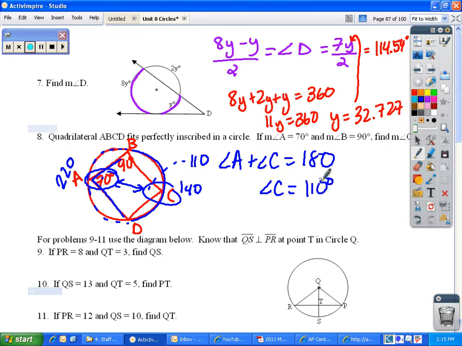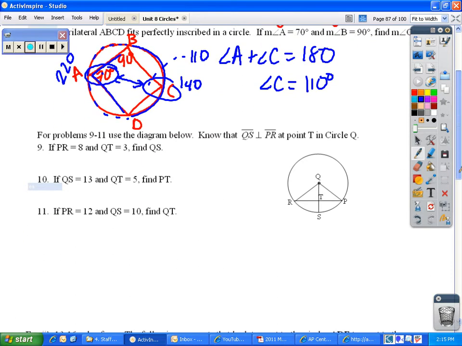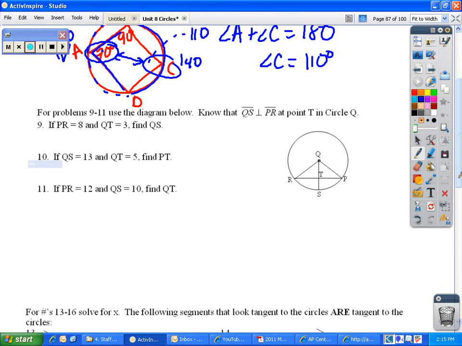Alright, so moving on to number 9, 10, and 11. We've seen this kind of diagram before. We know that QS is perpendicular to PR, so they've got that little right angle. And everything you know about that radius being perpendicular to a chord is true. Specifically, it bisects that chord. It cuts that chord into 2 equal parts.